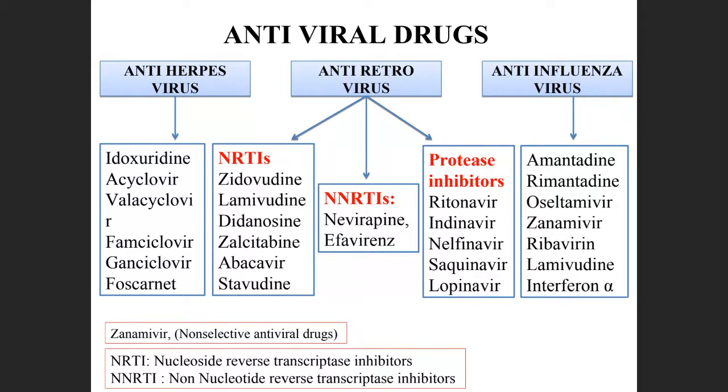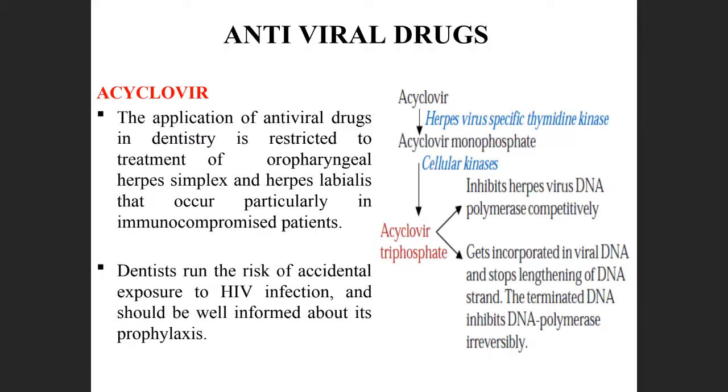First we are going to see about Acyclovir, which is classified under the anti-herpes virus drugs. Acyclovir gets converted to acyclovir monophosphate with the help of enzymes from the herpes virus. The drug takes advantage of the enzyme which is produced by the virus itself. Then, with the help of kinases, it gets converted into acyclovir triphosphate. This acyclovir triphosphate is the active form of the drug.